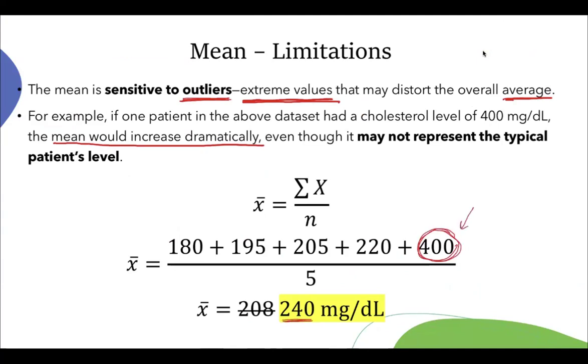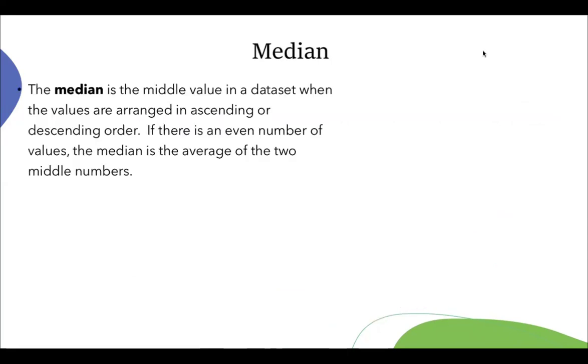So this extreme value on the far right inflates the mean. So it's an inflated mean. So it is very sensitive. The mean is very sensitive to these outliers. So let's look at the median.